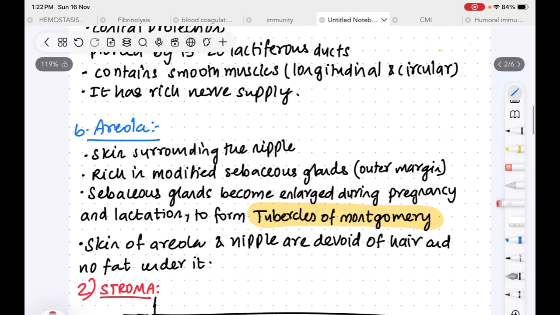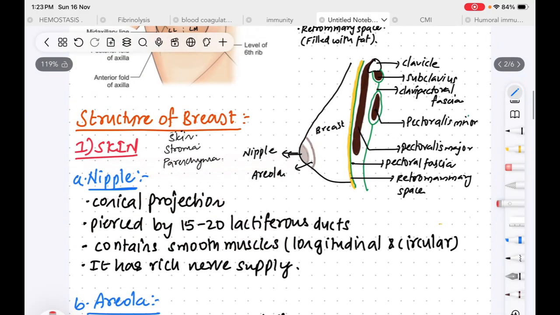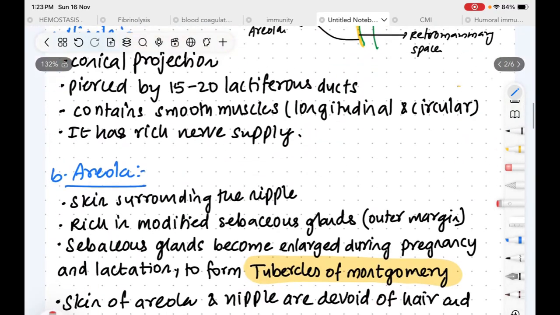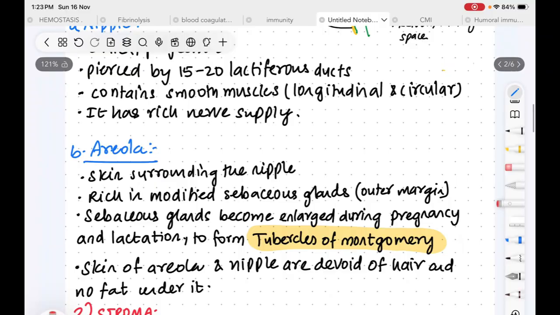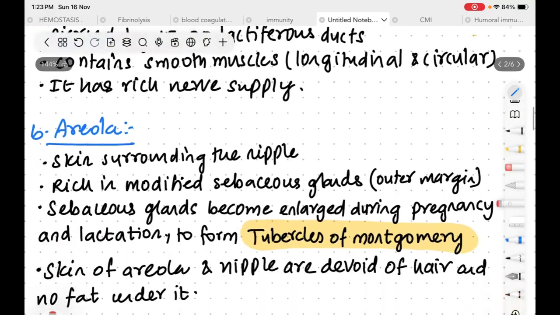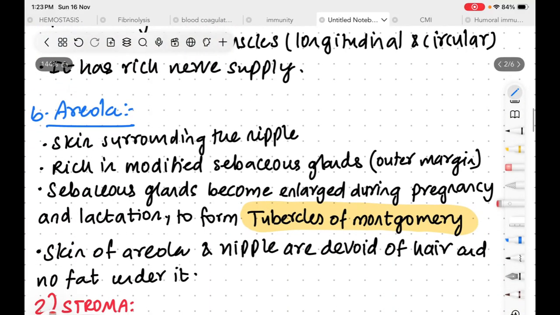And now the areola. The skin surrounding the nipple is called the areola. See, this is the nipple, and the skin surrounding this nipple is the areola. This areola is rich in modified sebaceous glands, mostly at the outer margin of the areola. Now what is the significance of this?